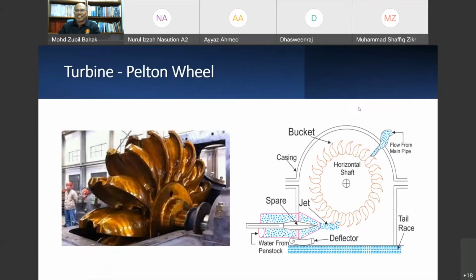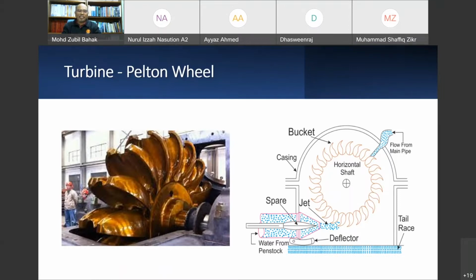Alright, so you see this? This is what we call a turbine. Do you remember yesterday we had example number one, where we were generating electricity by using a turbine? One type of turbine is called the Pelton wheel. So this is a Pelton wheel. You see how huge that is? It's very big, right?